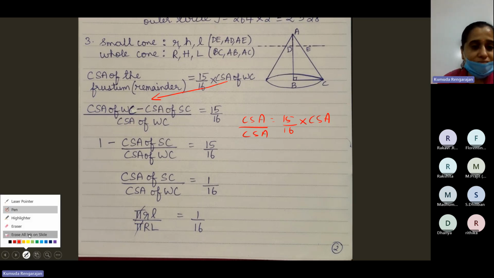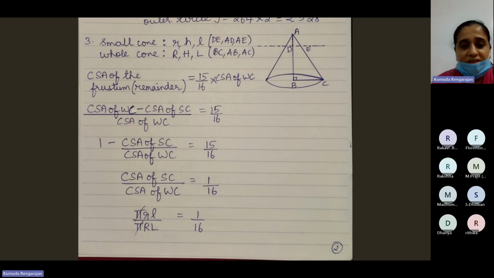Okay, so this is the equation we have in the question. CSA of the frustum is replaced with CSA of the whole cone minus the CSA of the small cone. And this one comes down to the other side for division. CSA of the whole cone is equal to 15 by 16.